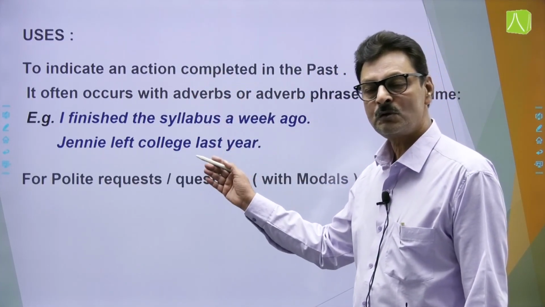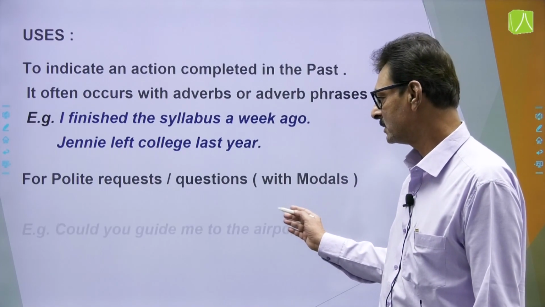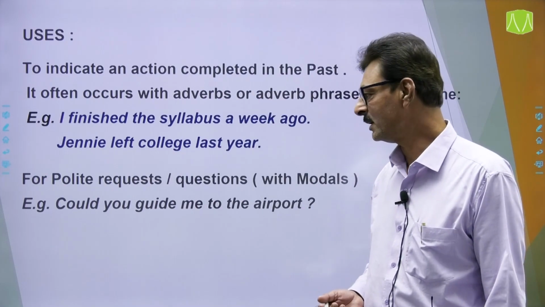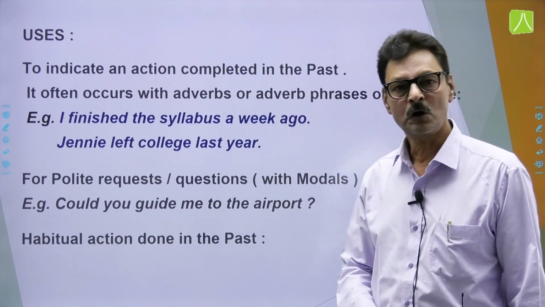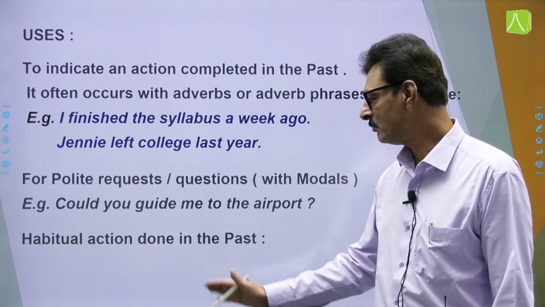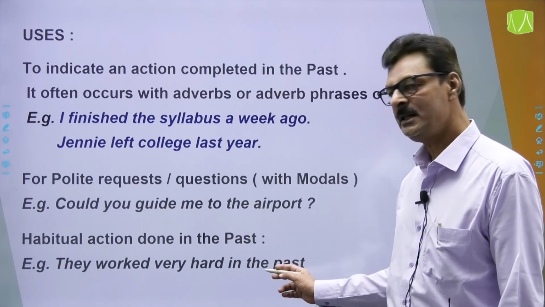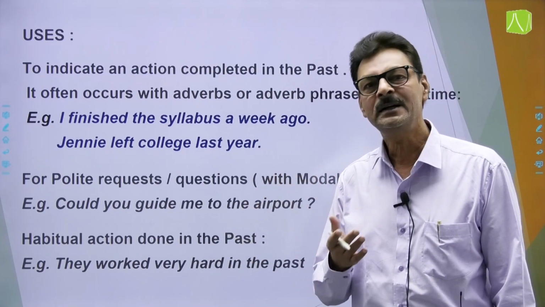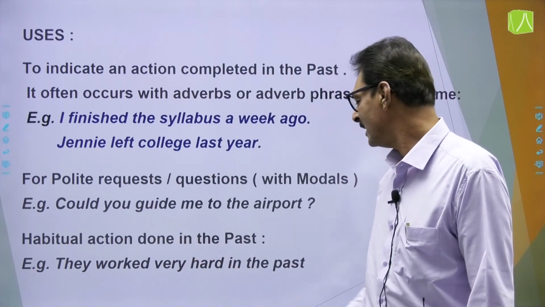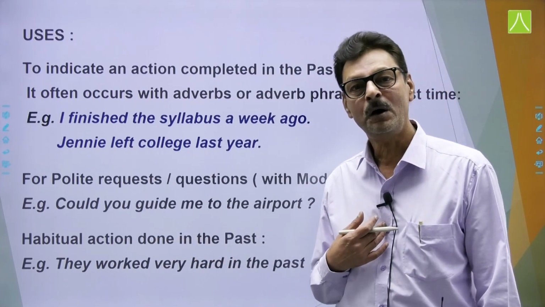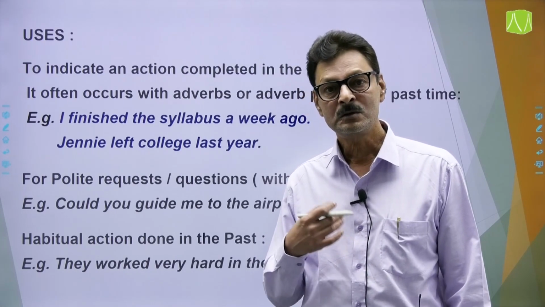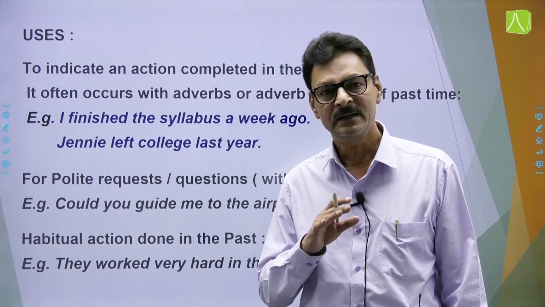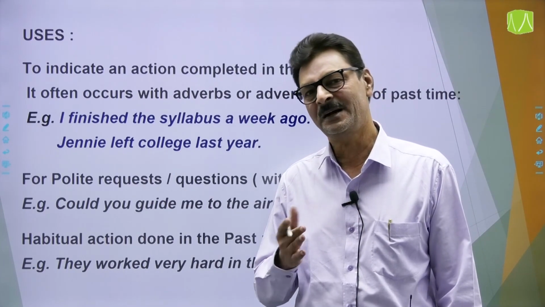Past simple is also used for polite request with modals. Could you guide me to the airport? इस तरीके से भी इसका use होता है. And it is also used to talk about the habitual actions in the past. For example, they worked very hard in the past. मतलब पहले वो काफी अधिक मेहनत करते थे, किया करते थे, अब नहीं करते. I went for morning walks regularly. So इसका मतलब क्या हुआ? मैं morning walks पे पहले regular जाता था, अब शायद नहीं जाता. Maybe I became a bit lazy.